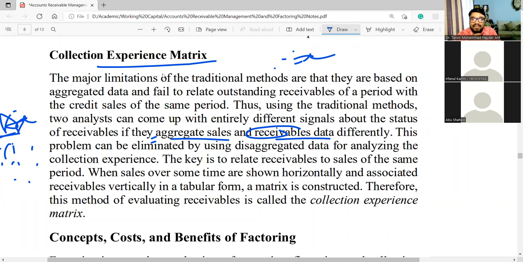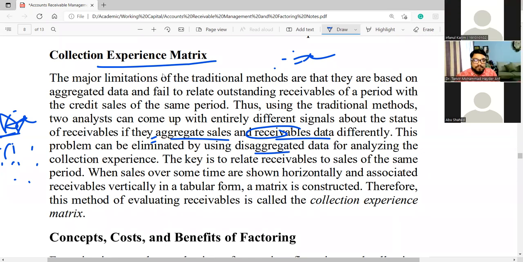Amader to alada alada information o dorkar ache. Together sales nilam, together receivables nilam, eta jemon dorkar ache, then we need the disaggregation, means amader alada alada koro information dorkar ache. So how can we do this?